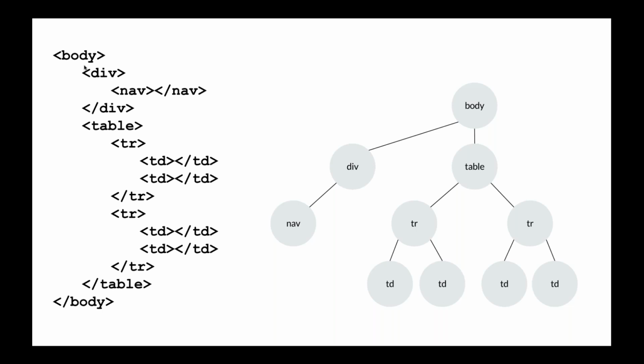We have a div and a table. So there's the div, there's the table. Within the div, we have the nav, so there's the nav. Within the table, we had a row with some cells in it, another row with some cells in it, right? So this is a kind of nested structure for building a document.